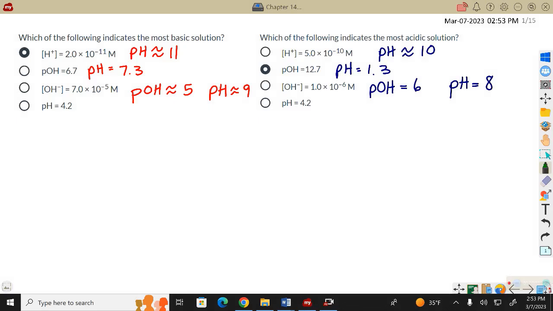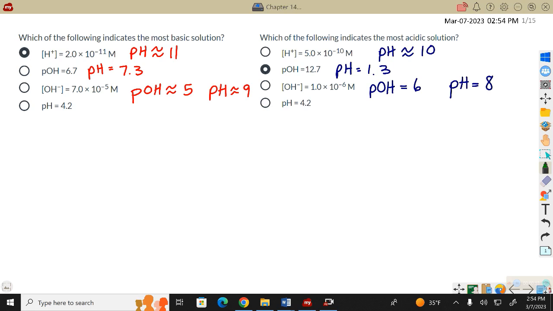Here's the answers to the acid-base summative assessment. Some general notes. You would have these questions in any order, but somewhere you had a question asking about which solution was the most acidic or the most basic.